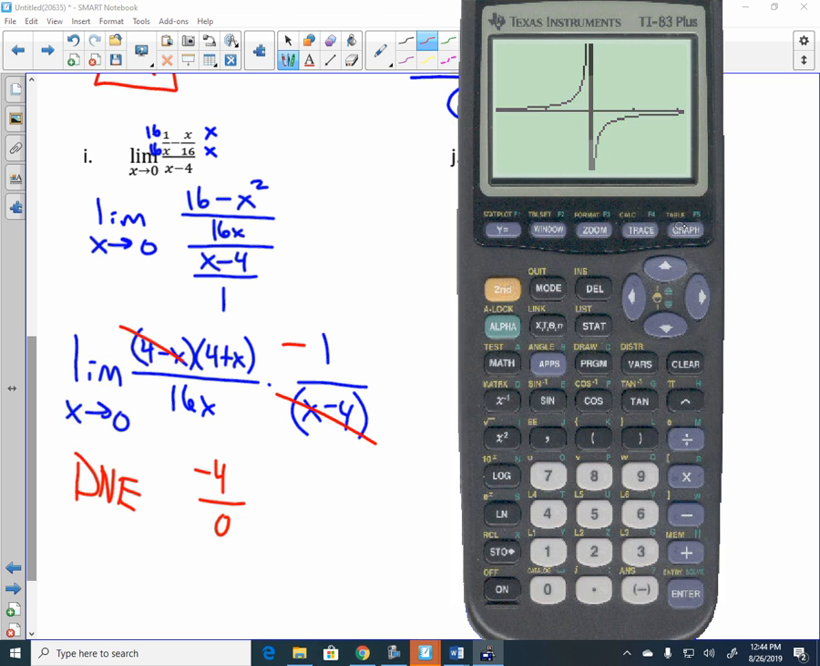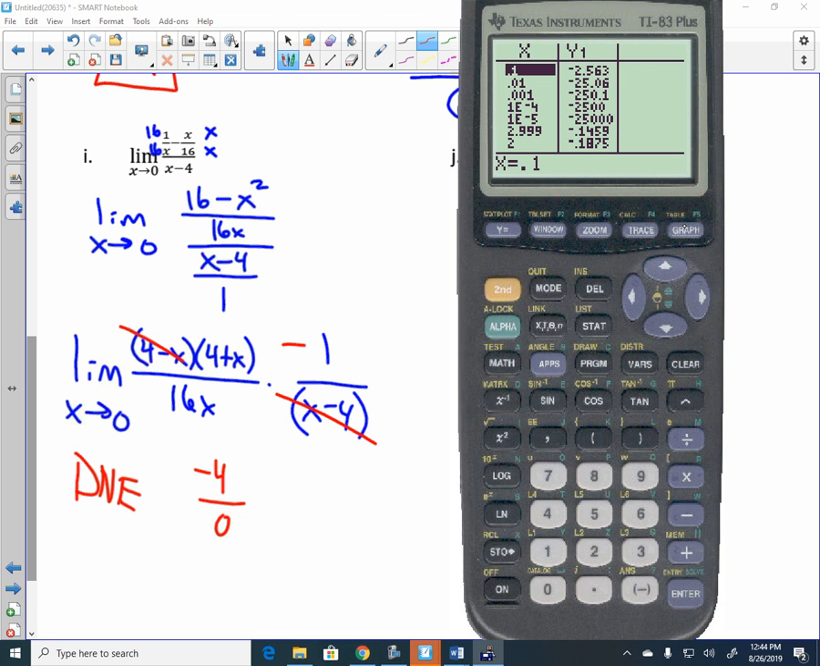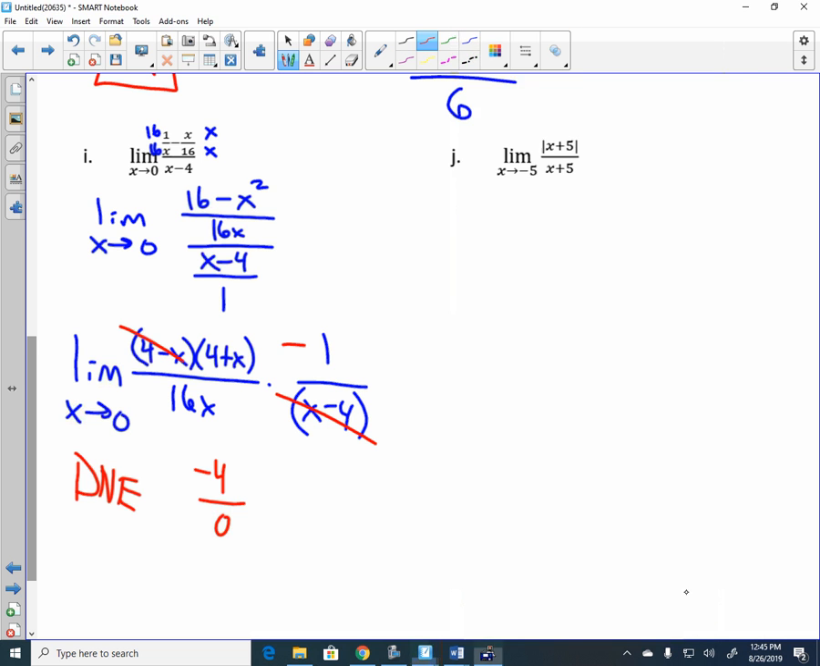If you would check out the table, that would be another method. I can approach 0 from the left. What are some values that can approach 0 from the left? Negative 1, negative 0.1, negative 0.01, negative 0.001. Would you agree that those are getting significantly larger? You approach 0 from the right, 1, 0.1, 0.01, 0.001. You can see that those values are getting significantly larger, but they're negative. So this confirms your thought.